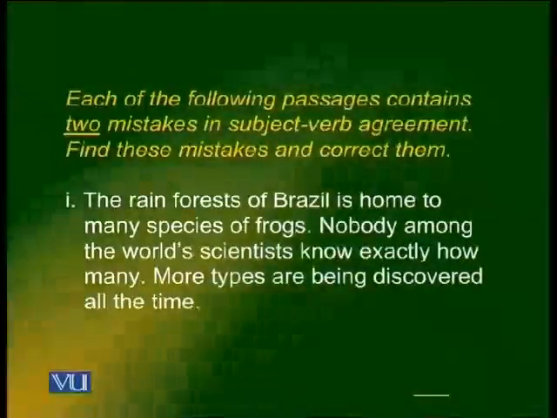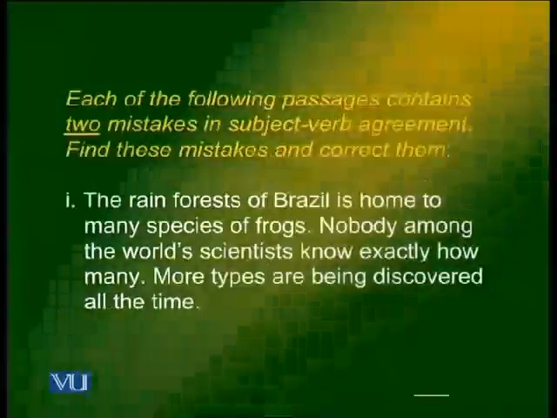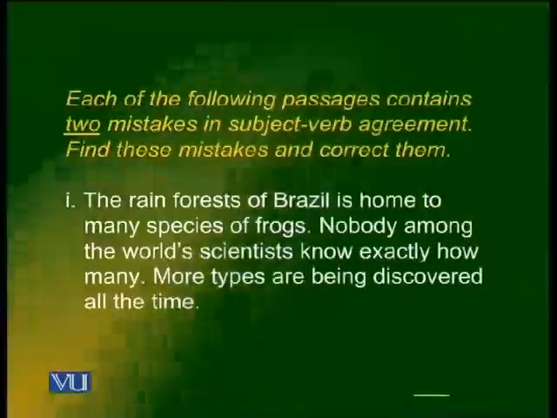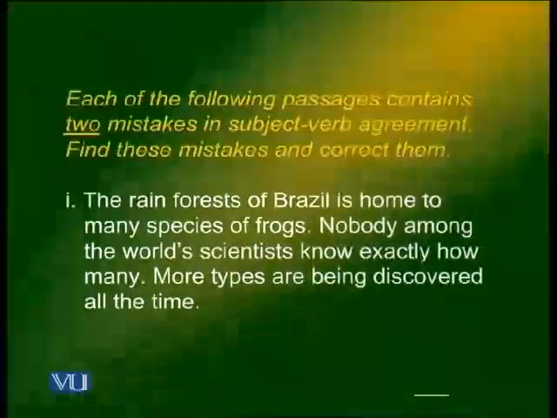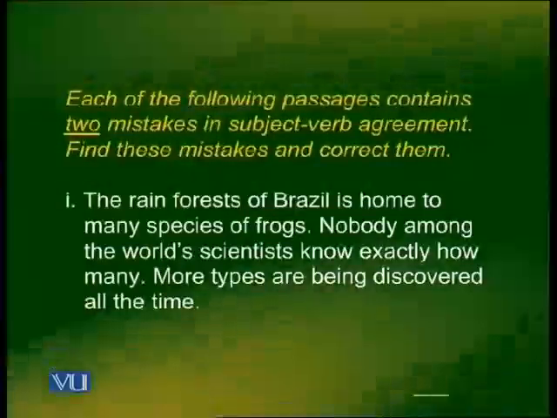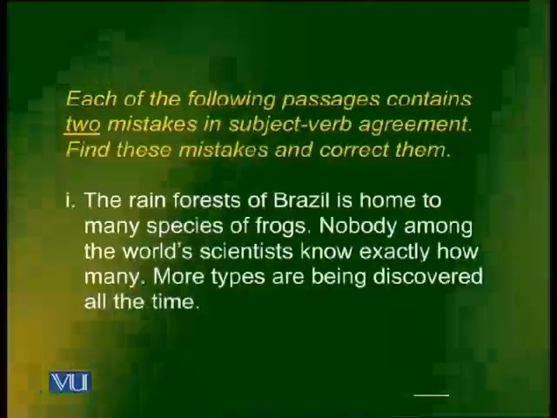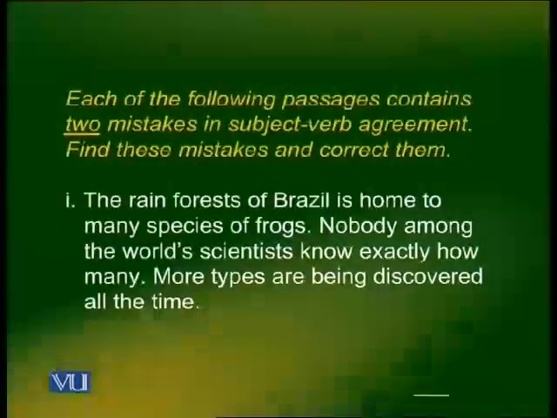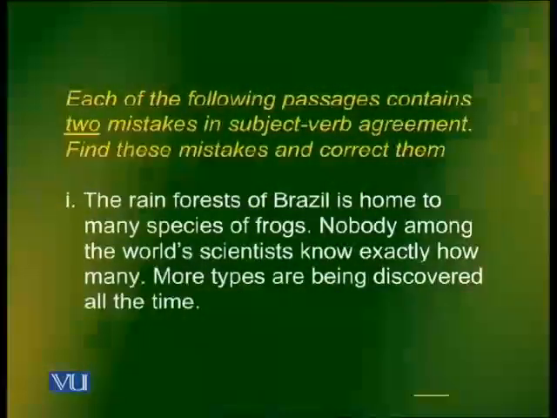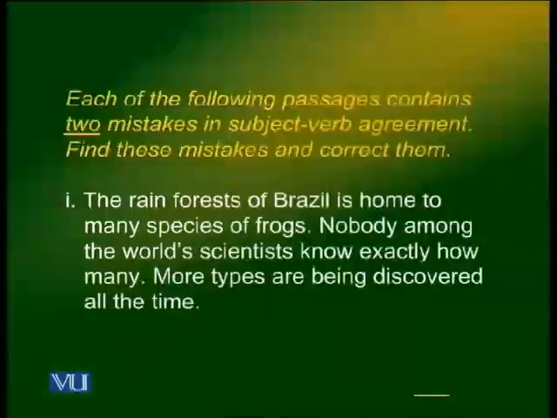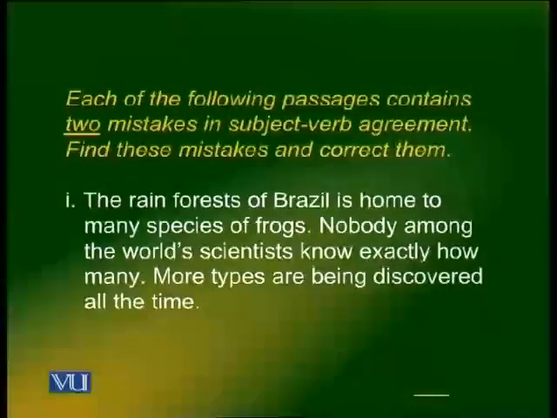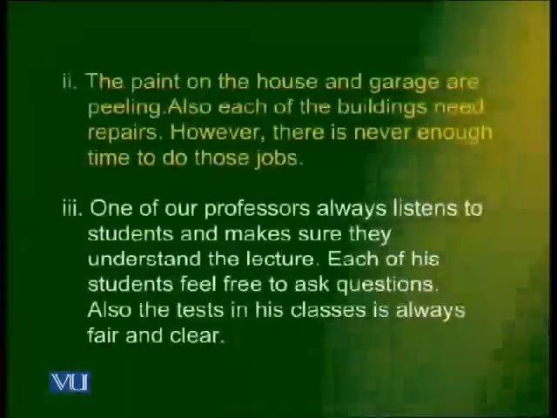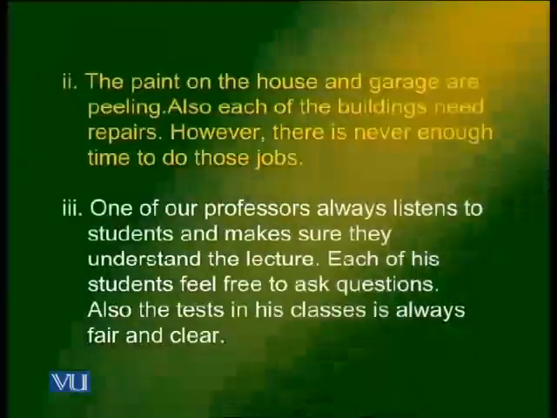Now, in each of these passages, there were two subject-verb mistakes. The first one is, the rainforest of Brazil is. It has to be are. And in the second sentence, nobody among the world's scientists know. Since the sentence begins with an indefinite pronoun, it has to be nobody among the world's scientists knows in the singular. Number 2, the paint on the house and the garage are peeling.